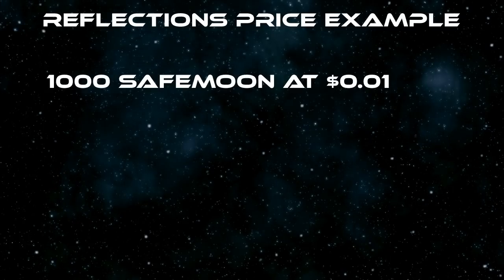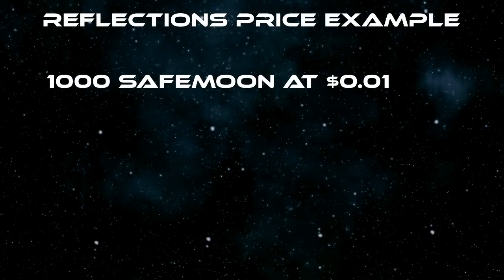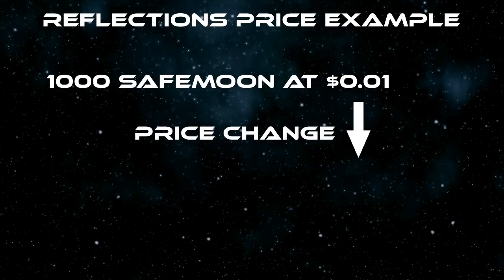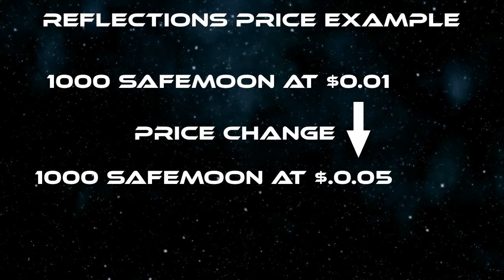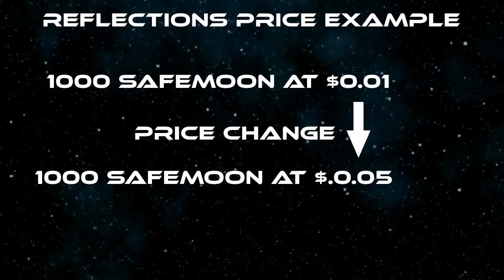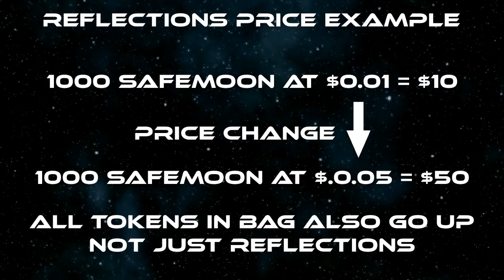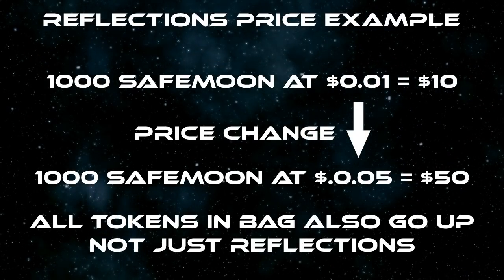So going back to our originally received 1,000 Safemoon tokens at the price of 1 penny per token, as the price of Safemoon goes up over time and eventually becomes worth 5 cents, those original 1,000 Safemoon token reflections would have changed from being worth $10 to being worth $50. Just like the rest of your tokens in your bag will also appreciate in value, the price of Safemoon is volatile, just like most other cryptocurrencies. This means the price can vary substantially throughout the day.